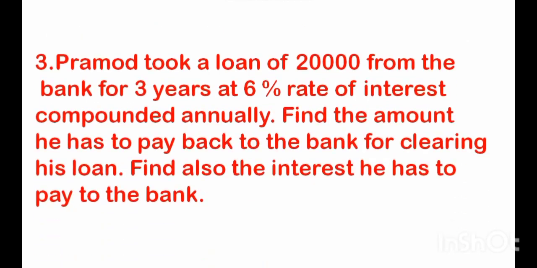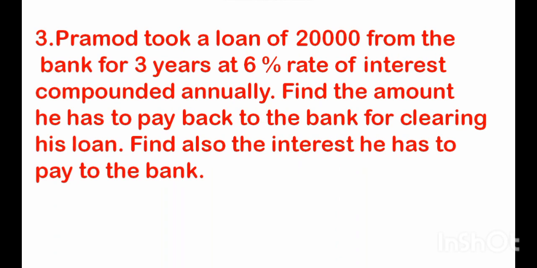Now the third question, guys, which seems quite tricky. They have introduced some application orientation, but it's not that tough. The same logic applies here. The promoter took a loan of 20,000 from the bank for 3 years at 6% rate of interest, compounded annually. Find the amount he has to pay back to the bank for clearing his loan. Find also the interest he has to pay back to the bank. As we did before, we have to find the final amount as well as the compound interest.